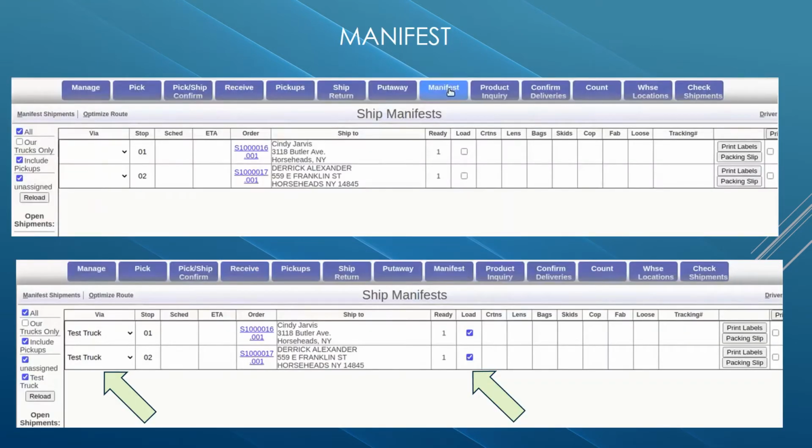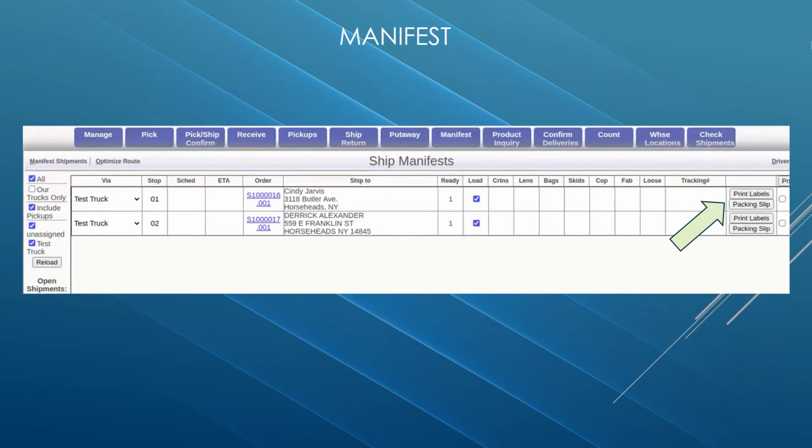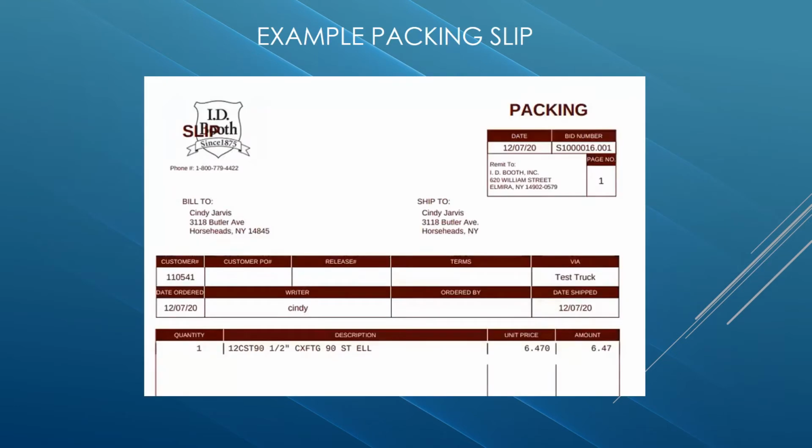At this point, the order has been picked and staged, ready to be loaded on trucks and delivered. Select the Ship Via Truck and check Load to assign to the truck. The Pickups option only needs to be selected if you have will call items that you want to change to delivery items for some reason. Print the carton shipping labels, if you have a zebra label printer set up, and packing slips as needed. Here's an example packing slip that was generated.